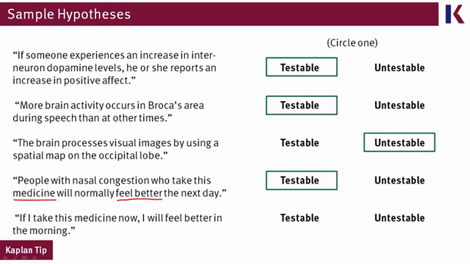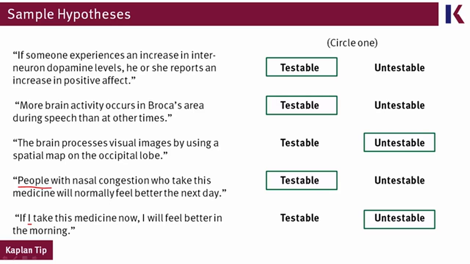But now, look at the last one, which is similar to the previous one about nasal congestion and feeling better, but is different in important ways. This last prompt, is it testable or untestable? Now, just based on the fact that these are next to each other and so similar, you may have guessed this one is untestable, but it's important to know why. The difference between the fourth and fifth prompts is that the fourth one is about people in general, but the fifth one is about me. If I take this medicine now, I will feel better in the morning.